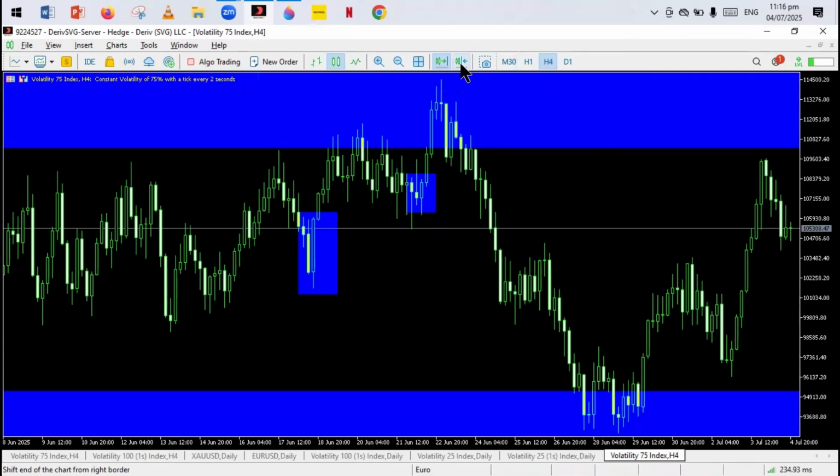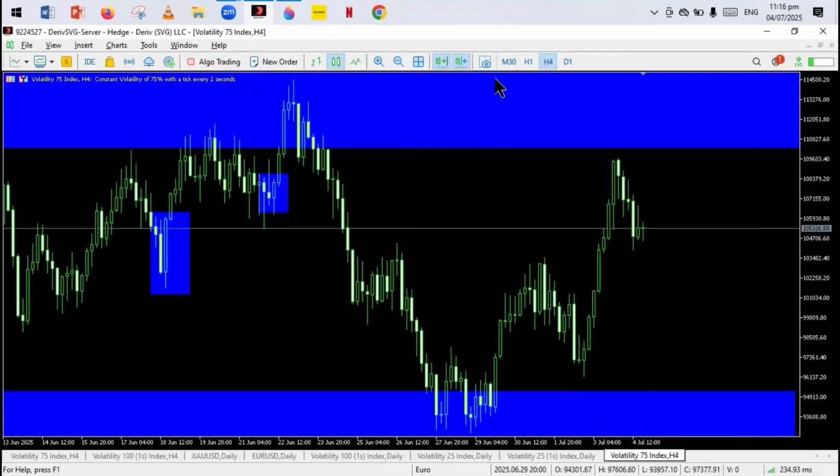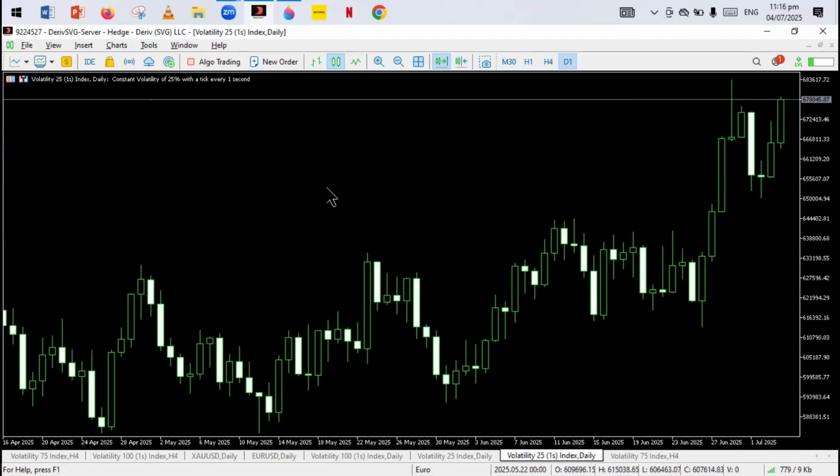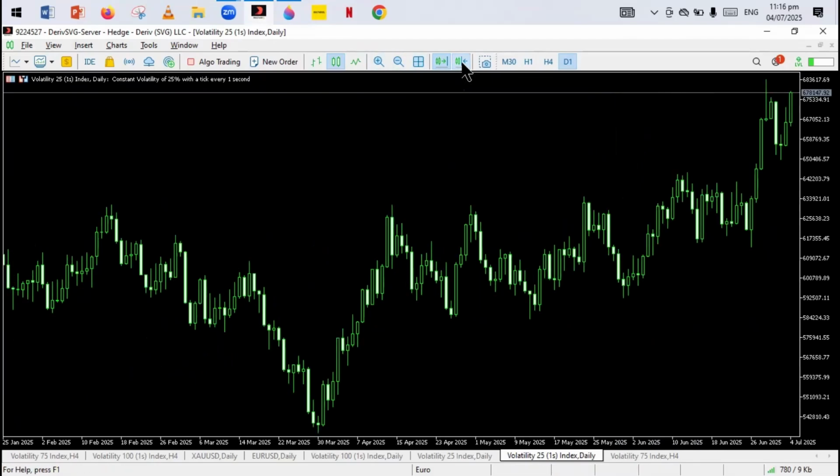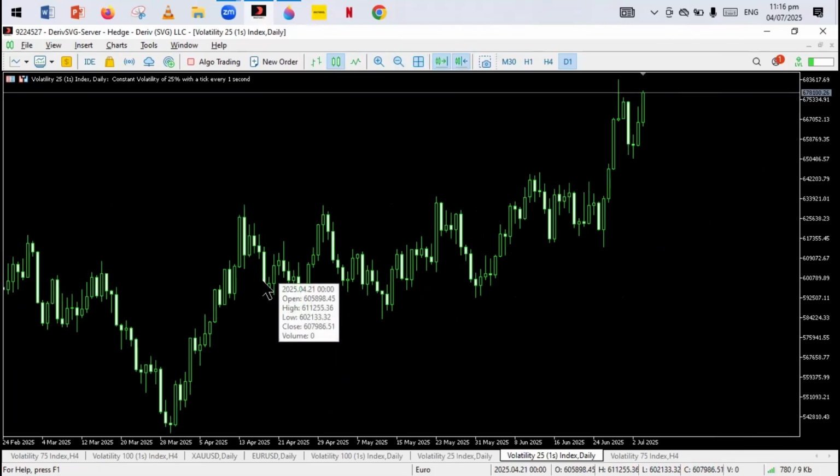So that is how you can be able to identify these candlesticks. They always form at major key levels, or at the higher lows in a bullish trend and lower highs in a bearish trend. So if we go to volatility 25, you can be able to see that price is in an uptrend because it's forming higher highs and higher lows. So let's see, we have a higher high, we have a higher low there.